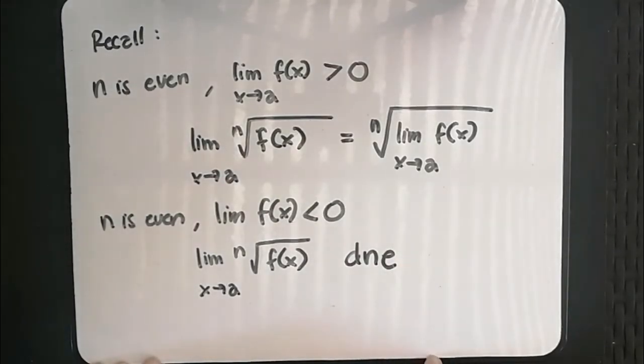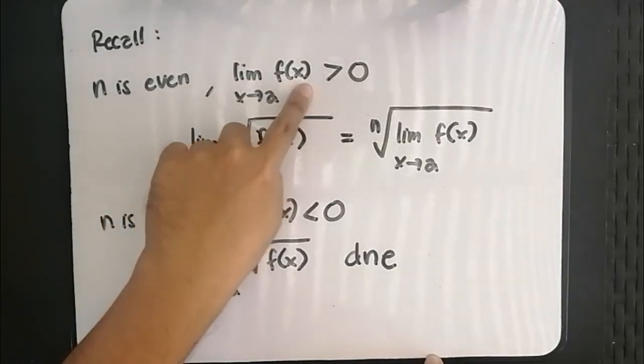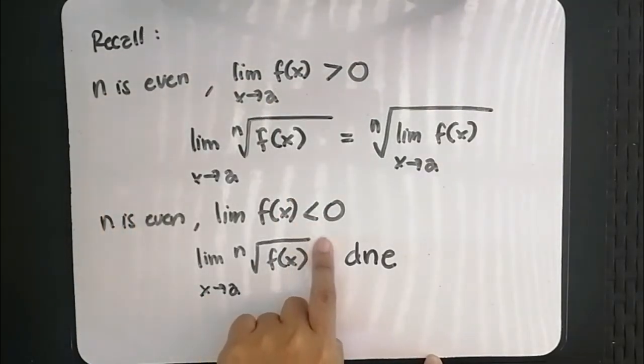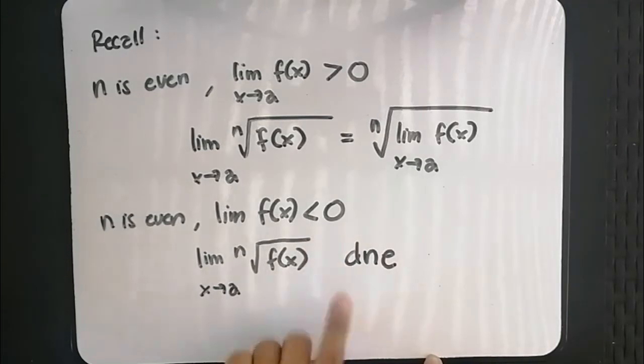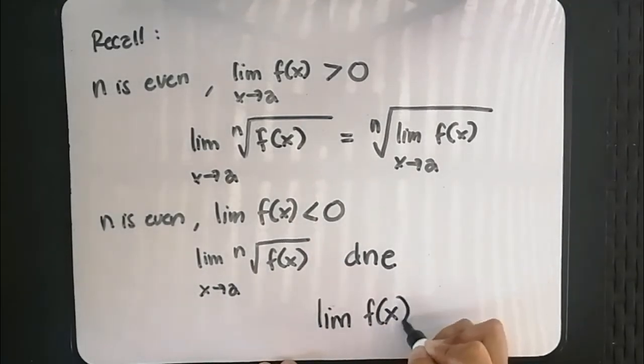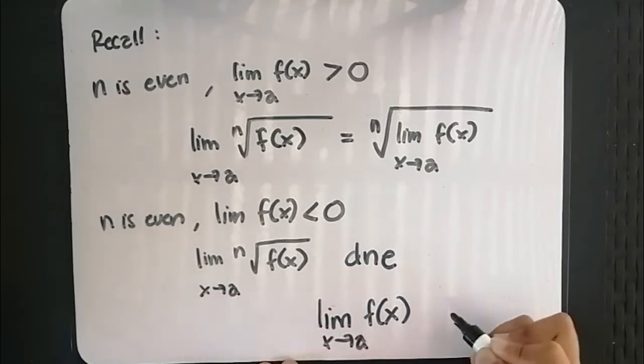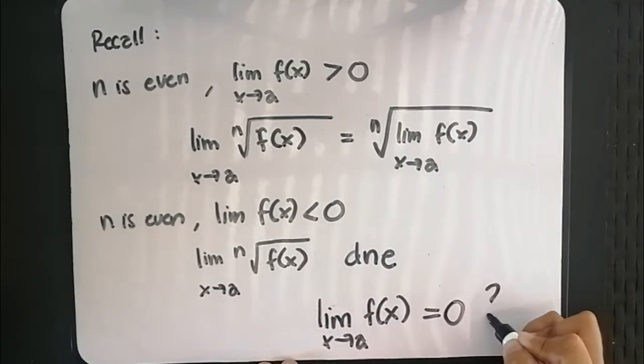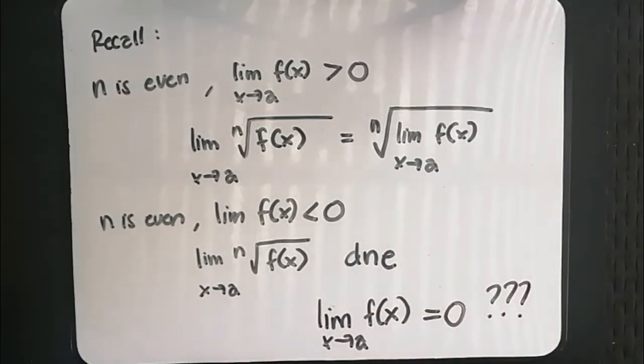Now, question is, meron tayong greater than 0 na limit at meron tayong less than 0 na limit. How about if the limit of f of x as x approaches a is equal to 0? How will we find the limit? So, dito ngayon papasok ang one-sided limit.